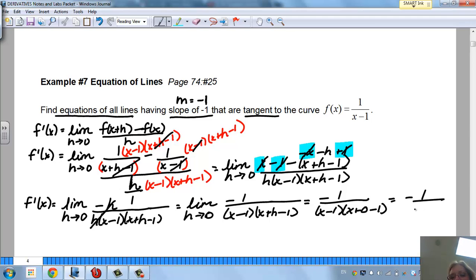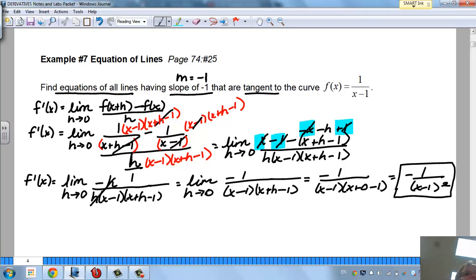Which is going to equal negative 1 over (x minus 1) squared. So we just found the derivative of this function. Now let's answer the question. We need to find equations of lines, but before we even do that, we know we're looking for slopes of negative 1.